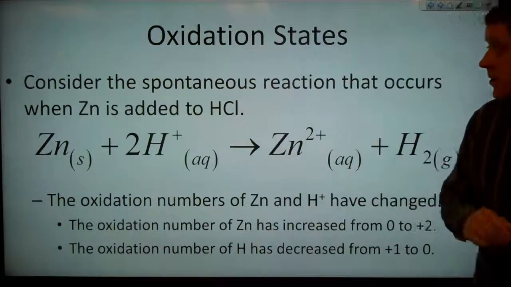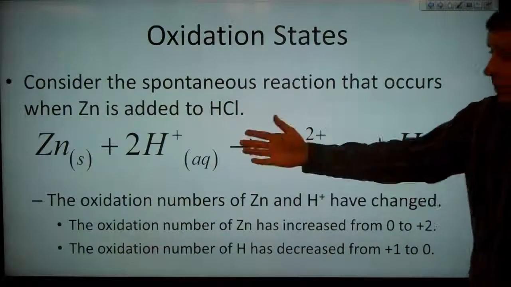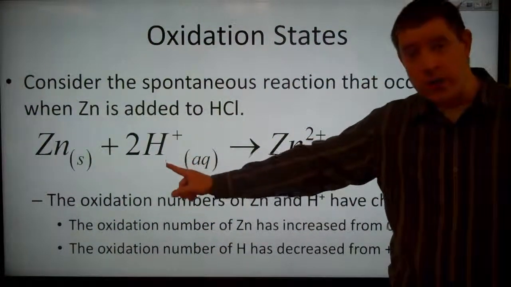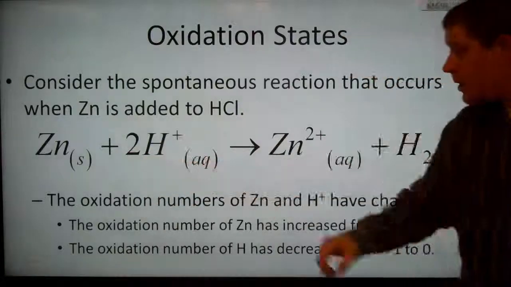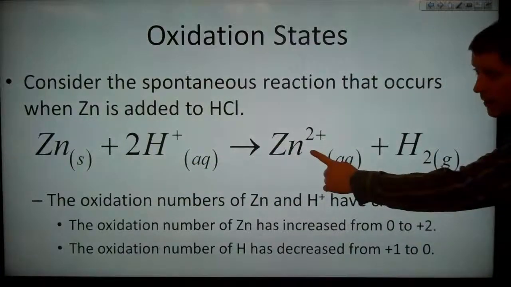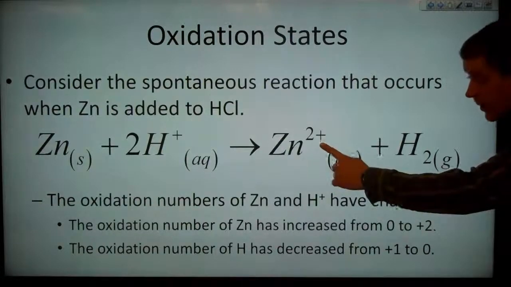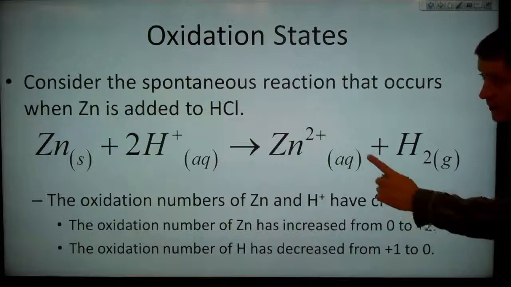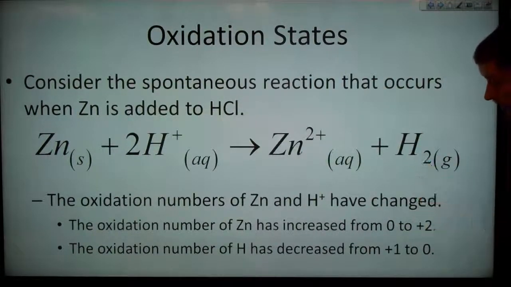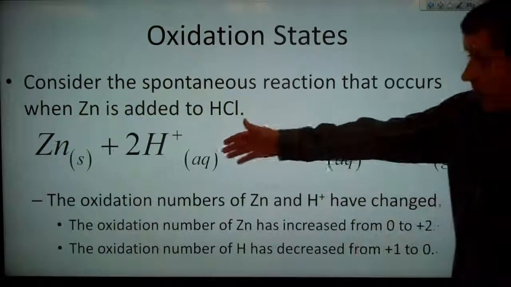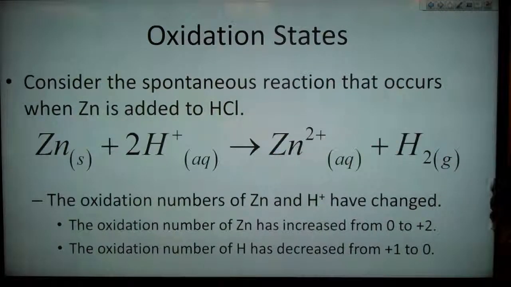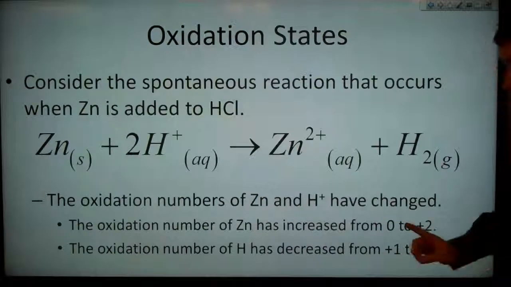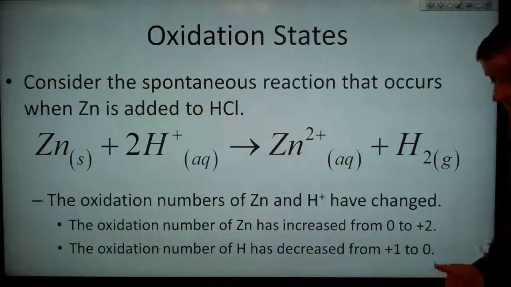So let's consider the spontaneous reaction that occurs when zinc metal, zinc solid, is added to hydrochloric acid. Hydrochloric acid is going to dissociate, so we have zinc plus hydrogen ions. The zinc loses 2 electrons, and each of the hydrogen ions gains 1 electron to make hydrogen gas. The oxidation numbers of our zinc and hydrogen have changed. The oxidation number of zinc has increased from 0 to +2, and the oxidation number of hydrogen has decreased from +1 to 0.